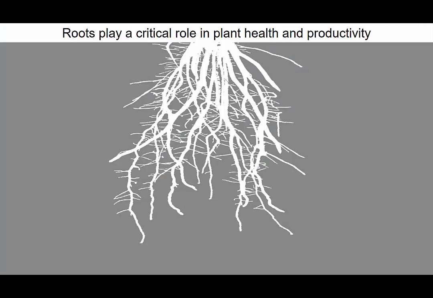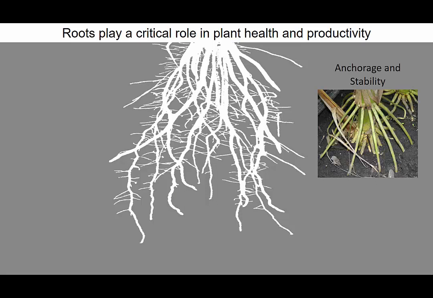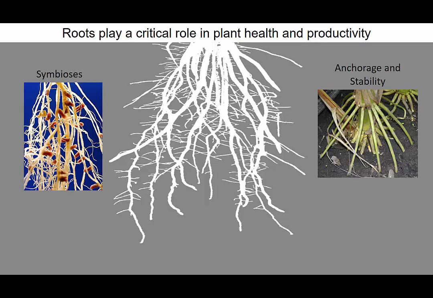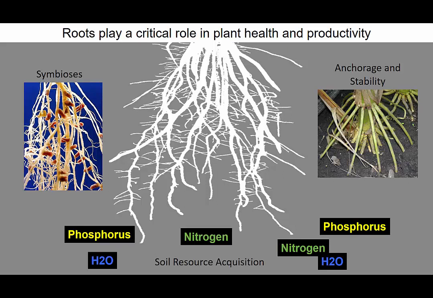So it should come as no surprise to any of you that roots are critical for plant health and productivity. They play a role in anchorage and stability. We'll come back to this in how brace roots contribute to this, specifically in corn. They also have symbiosis. So this is an example of a nodulation in legumes. This is not necessarily happening in corn, but there are other symbiotic relationships that contribute to root health. And also, they're important for our soil resource acquisition. So our water, our nitrogen, and our phosphorus are all coming from the root system.